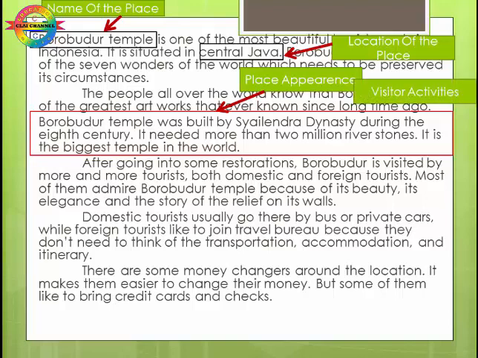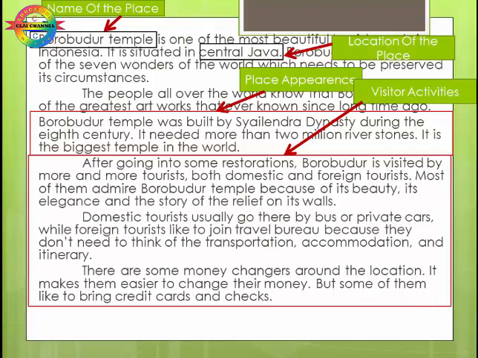Visitor activity. What do people do at the temple? So, check it out. After going through some restorations, Borobudur is visited by more and more tourists, both domestic and foreign tourists. Bisa dikunjungi orang luar ataupun turis domestik. Jadi apa yang mereka lakukan di sini? Domestic tourists usually go there by bus, private cars, while foreign tourists like to join the travel bureau because they don't need to think of the transportation, accommodations, and internet. There are many money changers around the location. It makes them easier to change their money, but some of them like to bring credit card and checks. So that's the visitor activities over there in Borobudur Temple atau Candi Borobudur.